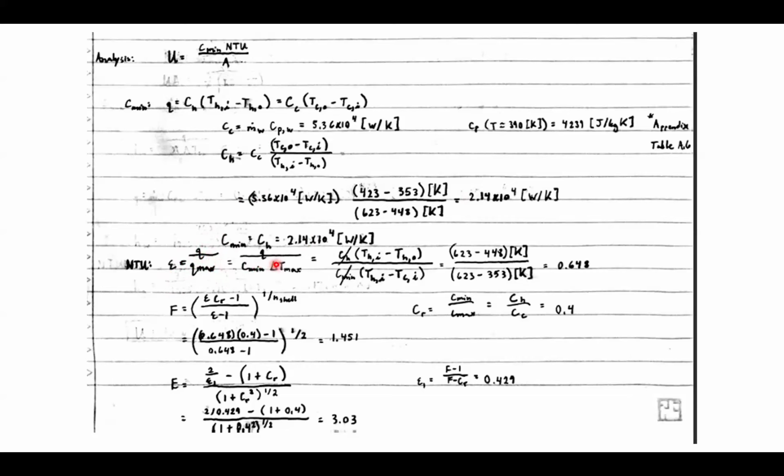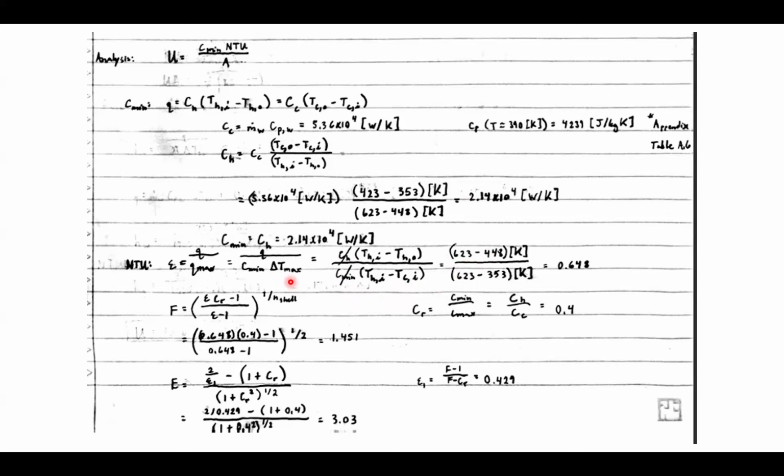And the heat capacity terms here you see cancel out because I chose to write the actual heat transfer rate in terms of the hot side. And so since the minimum heat capacity is equal to the hot side heat capacity, those terms cancel out and you're just left with these temperature differences.